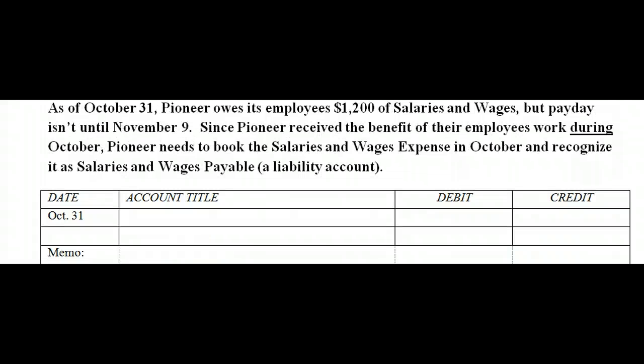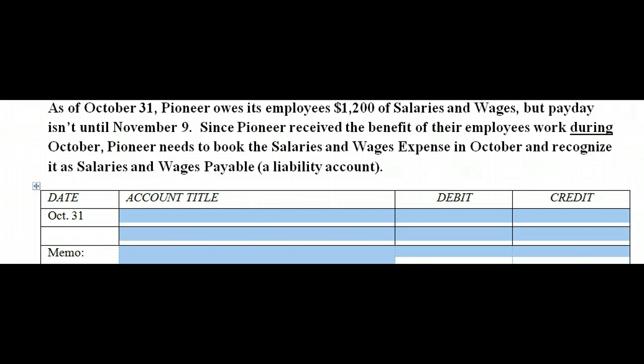And finally, we get to the end of the month and we owe our employees $1,200 worth of salaries and wages, but payday isn't until the next month. If we wait until next month to book that wages expense, it'll look like it was in November. But we've got the benefit of their work during October. So as of October 31st, we make an adjusting journal entry and we debit salaries and wages expense. Expenses are debits. And we credit salaries and wages payable for $1,200. This allows us to accrue for October salaries and wages to be paid on the next payday, which will be November 9th.